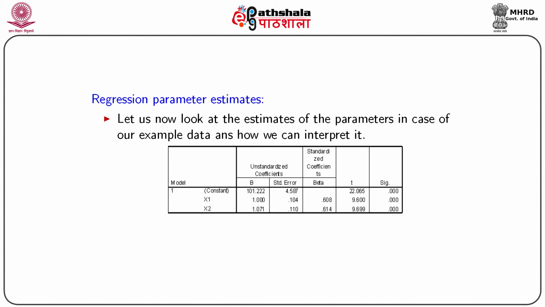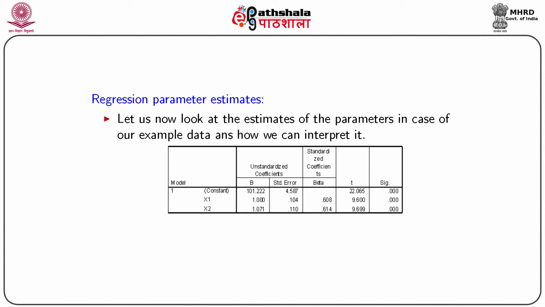Let us, however, now look at the actual numerical estimates of the parameters in this case of our example data, and then we can see how we can interpret this output. In the following table, we have these different regression coefficients in the model, and we are given the estimates of these coefficients, which is 101.222, the estimate of beta 0, 1 which is the estimate of beta 1, and 1.071 which is the estimate of beta 2.